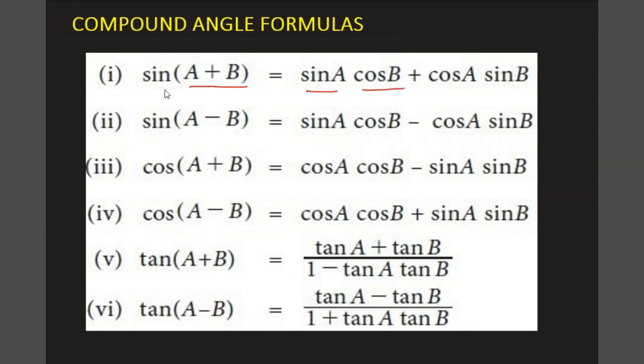For example, if I have to write down sine of angle A plus B, I can write it as sine A cos B plus cos A sine B. So instead of adding the angles and writing it as one angle, I can split this up using the compound angle formula. Let's understand this with an example.